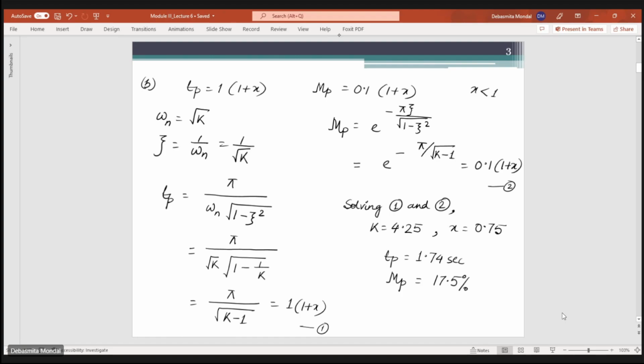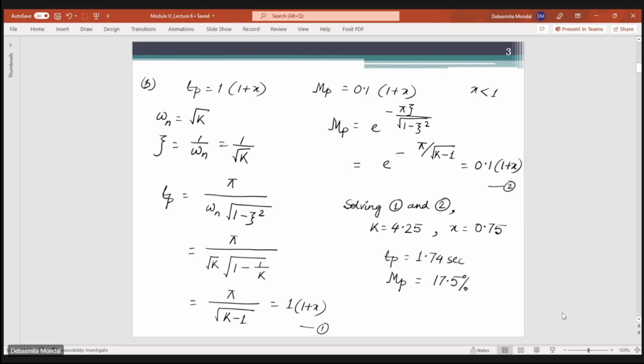So if you have a gain of 4.25, then both the parameters which have been specified to you will have the same percentage change. So then the second part is also done.